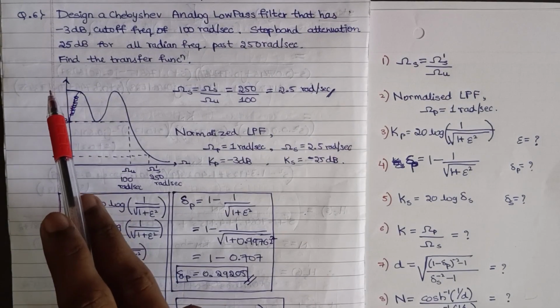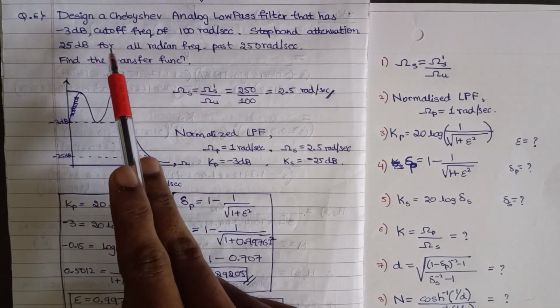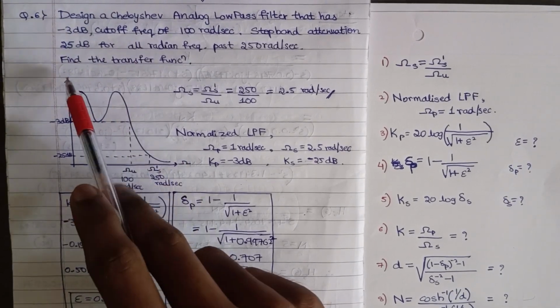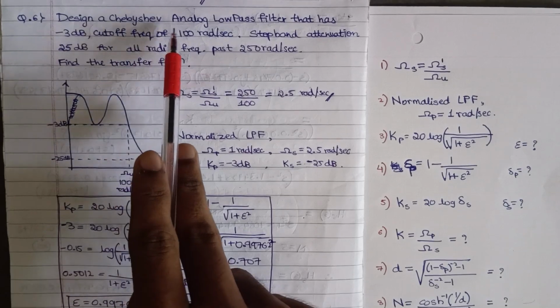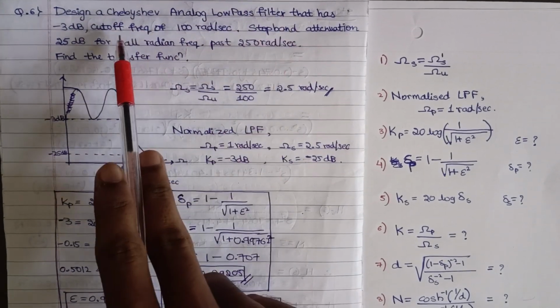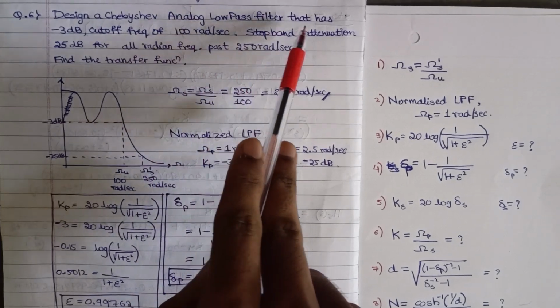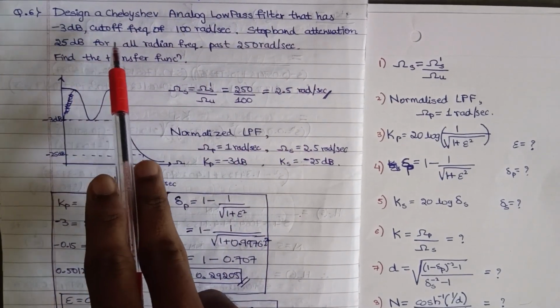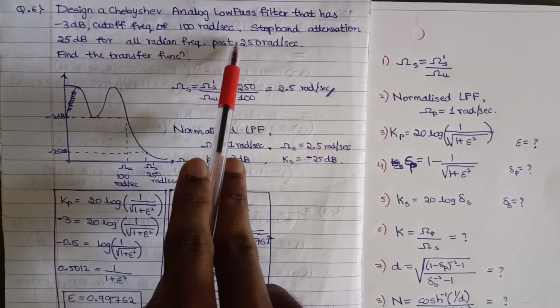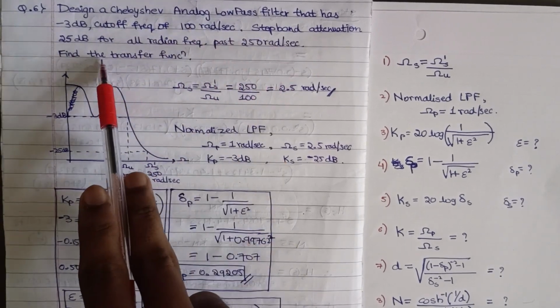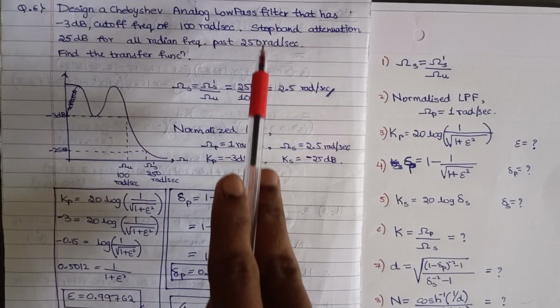After knowing the basic formulas for Chebyshev filters, let us solve a numerical step by step. The question given is: design a Chebyshev analog low pass filter that has a minus 3 dB cutoff frequency of 100 radian per second, and stop band attenuation of 25 dB for all radian frequencies past 250 radian per second. Find the transfer function of this filter.